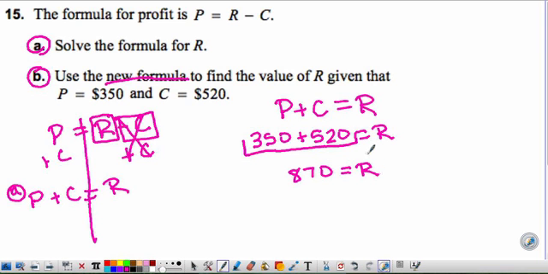But how did you know that you could add 350 plus 520? Because that's the key. P equals 350. Yeah, but how did you know you could combine those? Because they're like terms. Very good. They're like terms, so you can combine them.